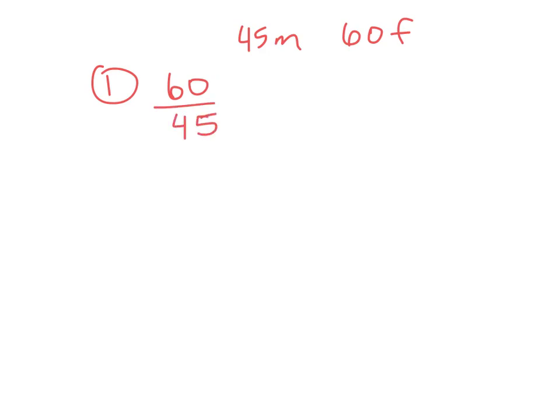60 over 45. Can I reduce that? What would I get? 4 over 3. Yes. You divide both by 15. Or you can reduce twice. If you got 12 over 9, you reduce it again. Divide both by 3. You'd still get 4 over 3. Good. All right.